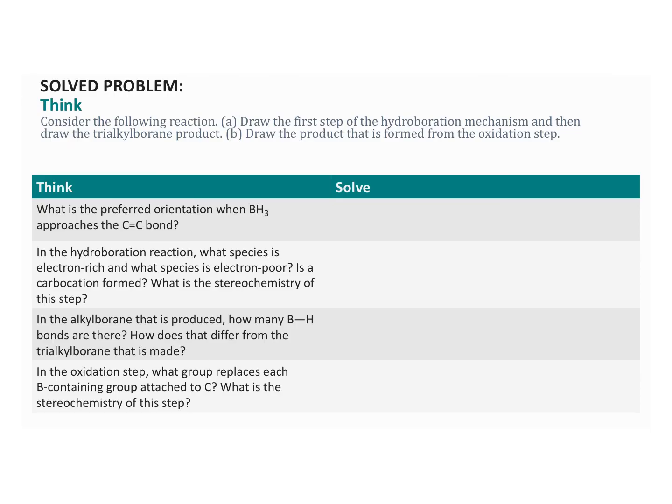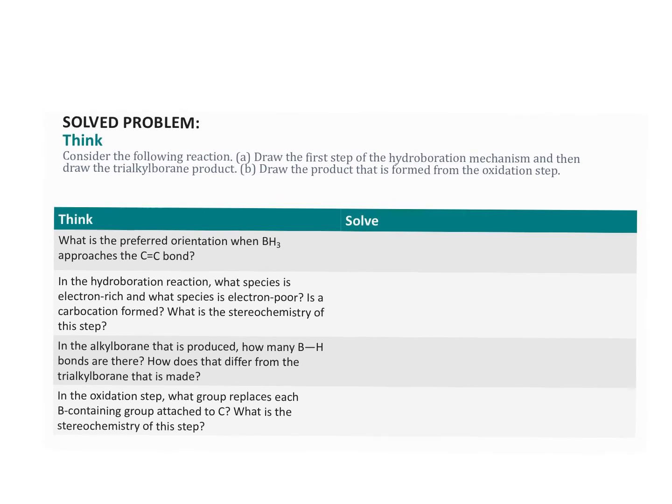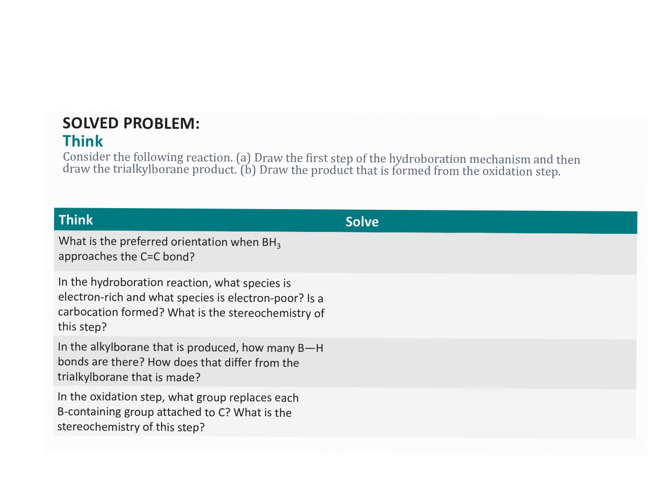So consider the following reaction, which for whatever reason I did not put on your handout. Then you're going to draw the first step of the hydroboration oxidation mechanism, and then draw the trialkyl borane product. And then you're going to draw the product that's formed from the oxidation step. If there was a pause there, I was looking up to see what this reaction was, mostly because I need to see what the reactants are before we work through this. So hold what you have.